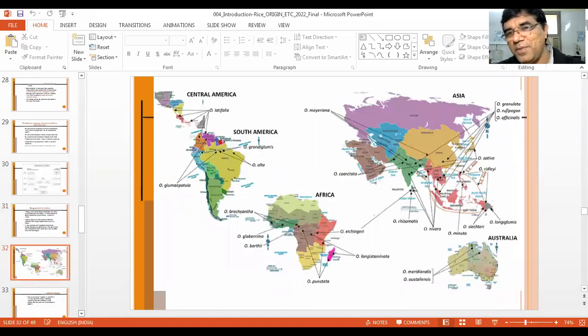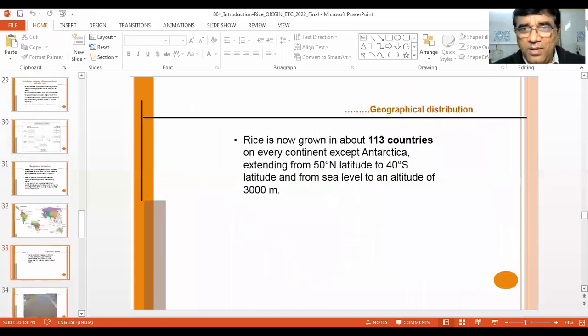You can see this map. This map tells the story of rice, how different species originated, from where they originated, and how they got transferred from one continent to another. Quite a complex story, but you can see its distribution is very wide. It is in most of the tropical and subtropical countries. See, it is there on all continents. It is cultivated in about 113 countries in the world, except Antarctica, and up to an elevation of 3,000 meters.